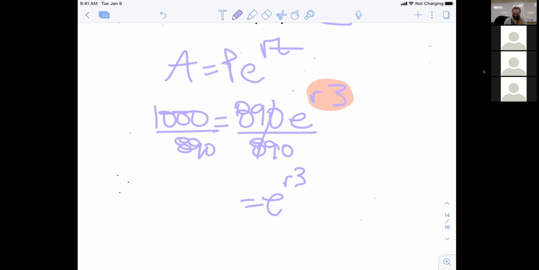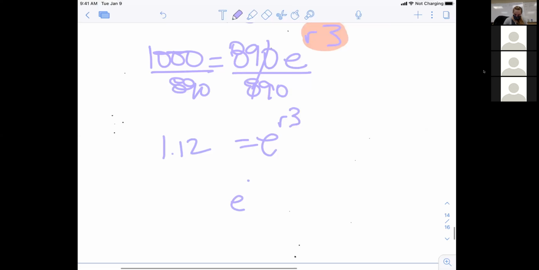And 1,000 divided by 890 is about 1.12 something. I probably should have gone four decimal places, but it's not going to matter in the long run. At this point, I would rewrite it so it looks nicer and so that my number with the exponent is on the left side, not the right side. And so now I can easily log roll.